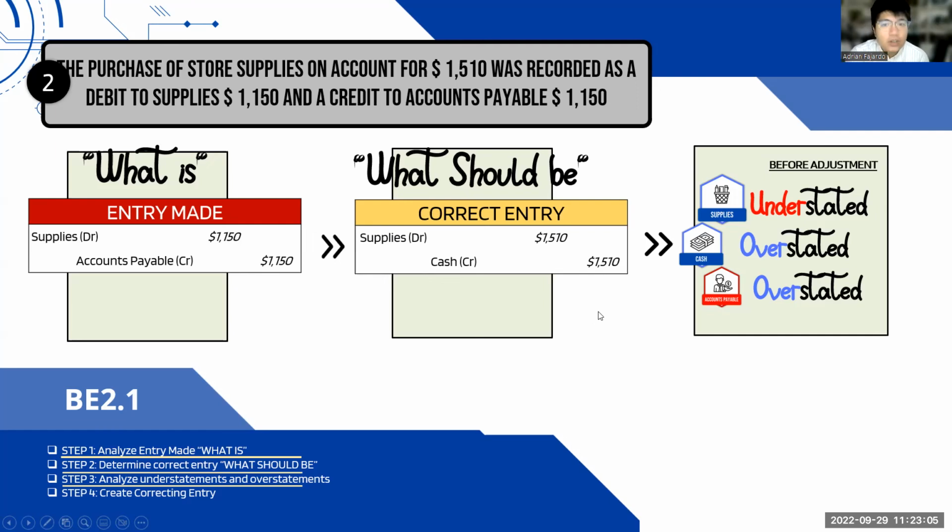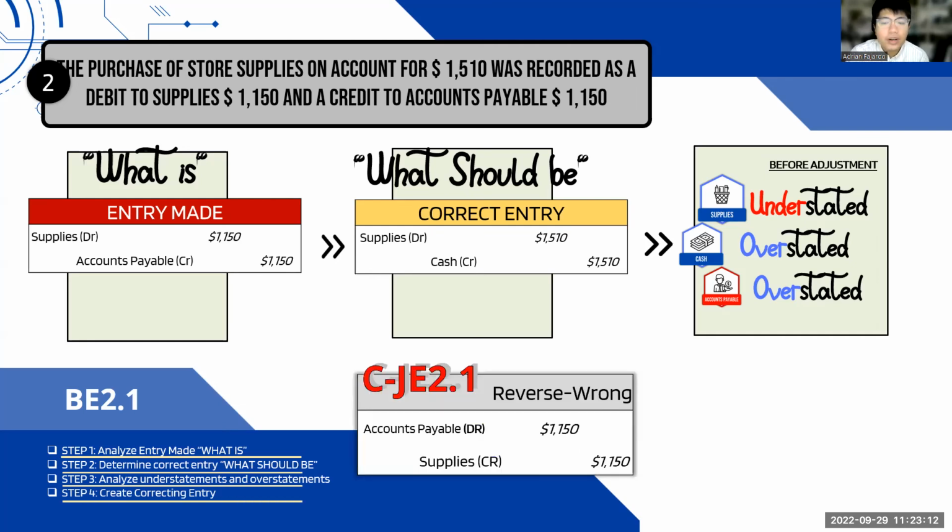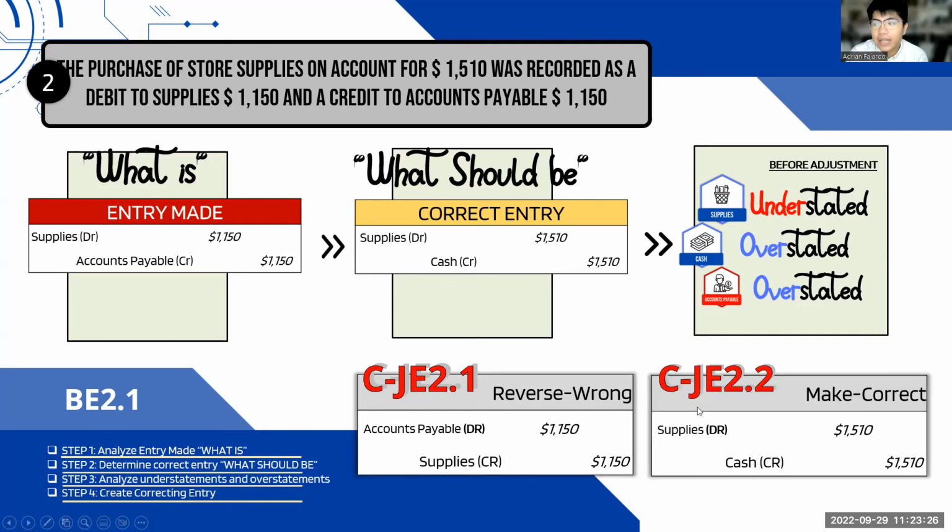But honestly, correcting entries are simpler if you do a 2-step thing, which is step 1, reverse the wrong entry, meaning just literally reverse it, like undo the entry. Meaning debit accounts payable, credit supplies 1,150. So this is the reverse of the wrong entry, and then just make the right entry. So copy the correct, right? So debit supplies 1,510, credit cash 1,510. So that's the simpler. Reverse the wrong entry, make the correct entry.